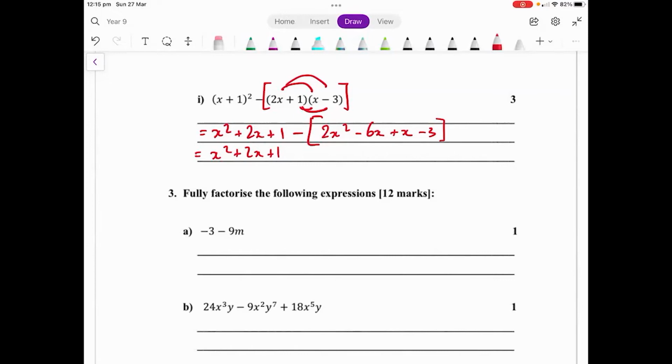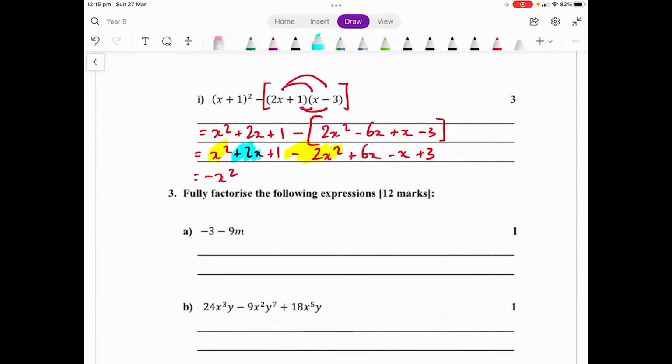Next up, I'm going to expand that second set of brackets. That means it's minus 2x squared plus 6x minus x plus 3. All those signs change when you multiply it by minus 1. The first term stays the same. Then I'm going to combine all my like terms.